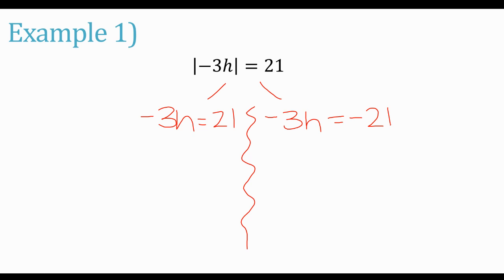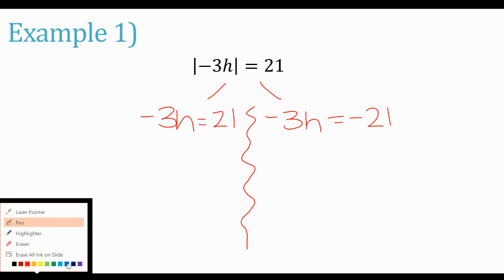Okay, so hopefully you can see I took this out of the absolute value bars, set it equal to positive 21. Out of the absolute value bars, set it equal to negative 21. You're going to do that every single time as long as these are isolated. All right, then from there, we just solve the equation like we normally would.